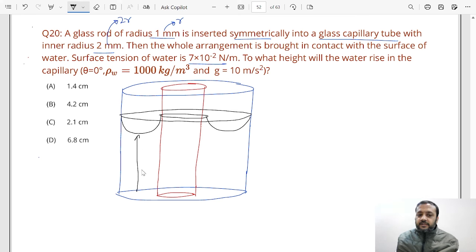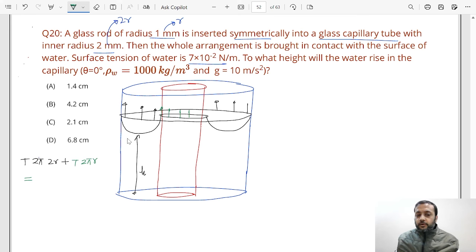Let us say this is the height of the risen water, which is what we have to calculate. So the force due to surface tension on the outer surface will be T into 2 pi into 2r, because this radius is 2r. On this outer surface, the surface tension forces will be going up, like this. Similarly here also. On the inner surface also the surface tension forces will be going up, so that will be T into 2 pi into r. This is the total force due to surface tension that will balance the weight of the risen water.